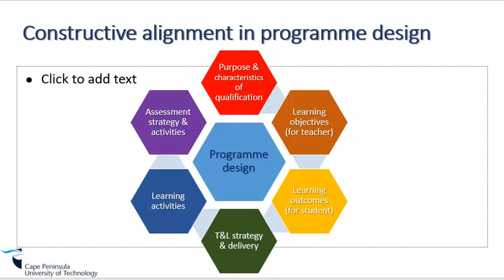So if we look at constructive alignment in terms of this diagram, for instance, the purpose and the characteristics of the qualification are very much linked to the learning objectives. They need to be very strongly linked to the learning objectives, which is what you will have as the teacher. What do you wish to achieve through your teaching and learning and through this qualification? And the learning objectives obviously have to be aligned with the learning outcomes for the students. What are the students going to learn? If you want to achieve a certain thing, how are the students going to learn this? The learning outcomes, again, are very strongly aligned with the teaching and learning strategy and delivery. So how are they going to achieve this learning?